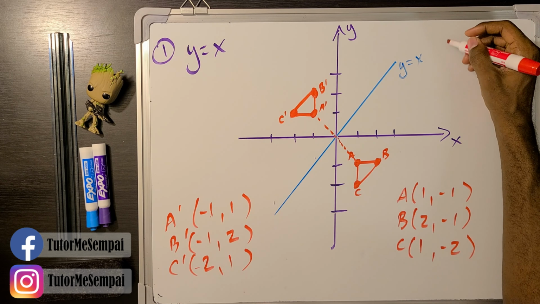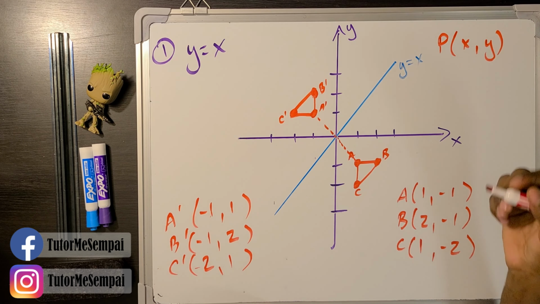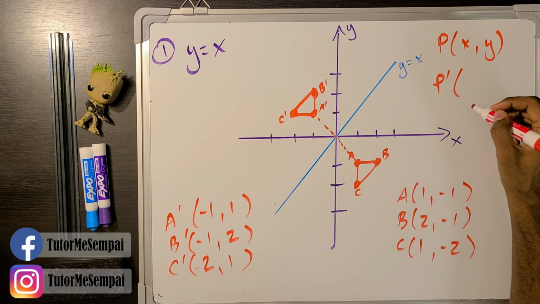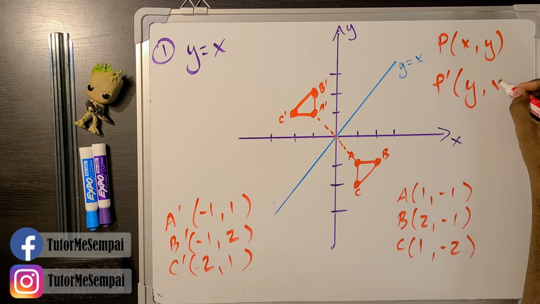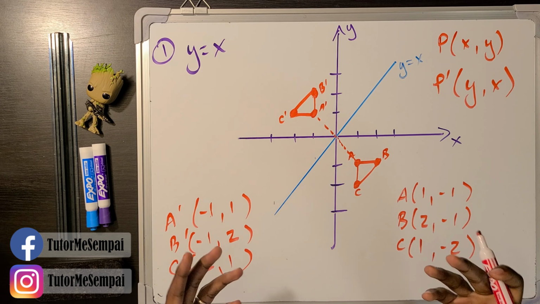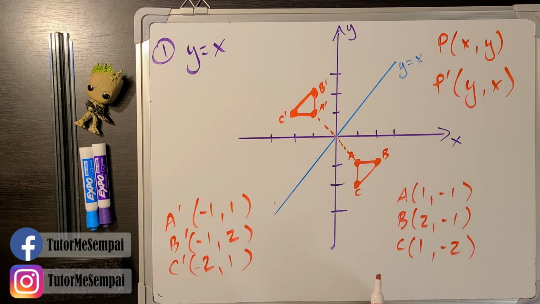So that means if you have a point P, that's x, y, and you're supposed to reflect over the line y equals x, your P prime is going to be y, x. Whatever those values are, all you have to do is swap them. And that's going to result in your reflection over the line y equals x. But let's check out the line y equals -x and see, is there a rule we have for that one?